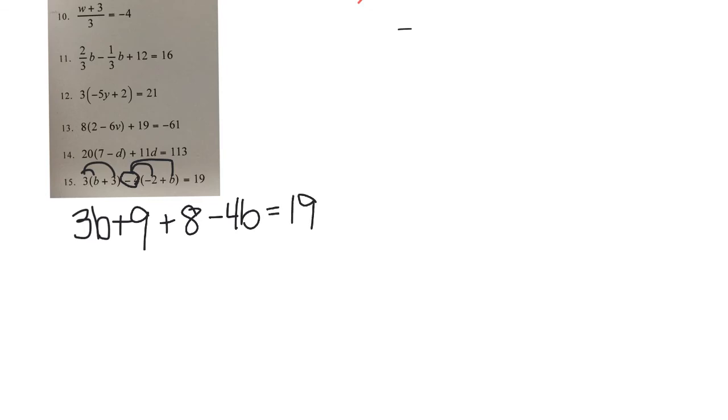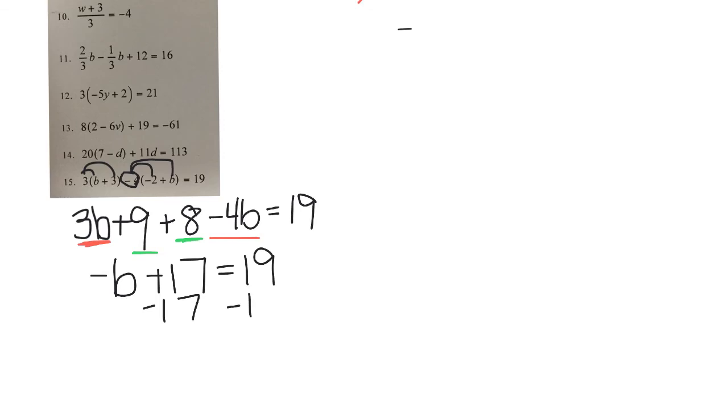Then we want to combine our like terms. We have b's and we have constants. So we're going to combine 3b minus 4b is negative b, and 9 plus 8 is 17 equals 19. And that's minus 17. So negative b equals 2. And a lot of people got confused on this part on the quiz. Remember, there's that imaginary 1 in front of the b. So divide by negative 1, and b equals negative 2.